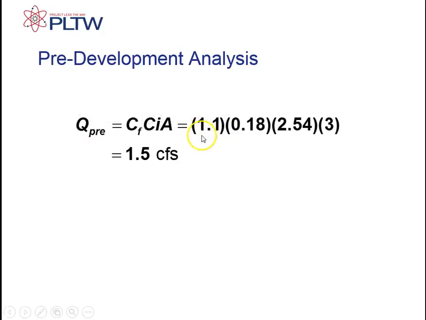So we plug all these numbers in here. We plug them all in, multiply. This is cubic feet per second. That's the flow from our storm, 1.5 cubic feet per second.